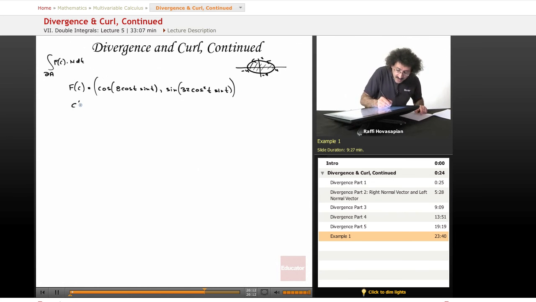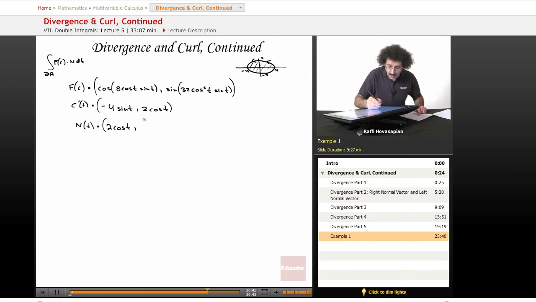Okay, well, we need c prime of t so that we can form n and then take the dot product. So c prime of t is equal to minus 4 sine t and 2 cosine t, right? So now we form n. Well, n of t, we switch these two and we negate the second. So this equals 2 cosine t, and this becomes minus minus 4 sine t, so it becomes 4 sine of t.